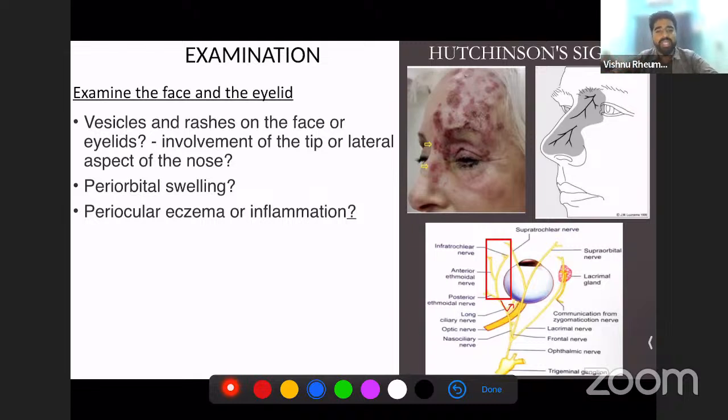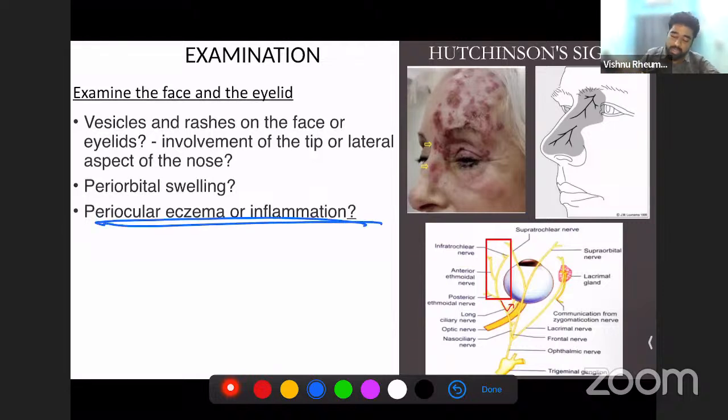If there is periorbital swelling, it's usually cellulitis, either preseptal cellulitis, which is slightly less serious, where it is just the soft tissue around the orbit that is involved, or it can be orbital cellulitis, which is more of a serious complication. Periocular eczema or inflammation, this is also something that you should remember. If there is periocular eczema or inflammation, it can be suggestive of an allergic eye disease, something like allergic conjunctivitis, something like contact dermatitis. All of these can be inferred from periocular eczema or inflammation.